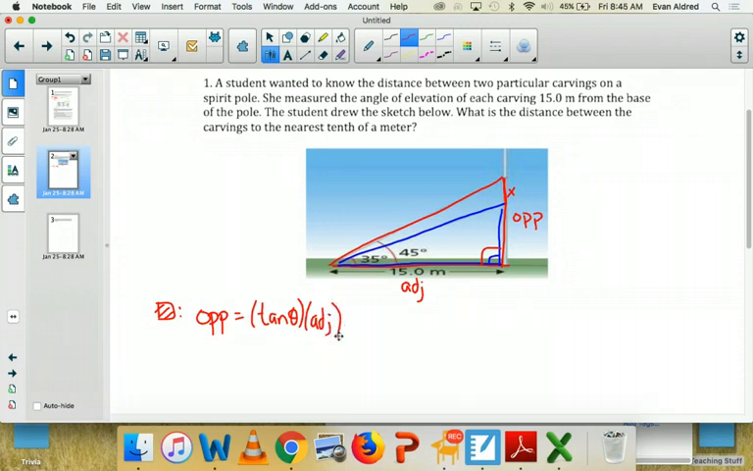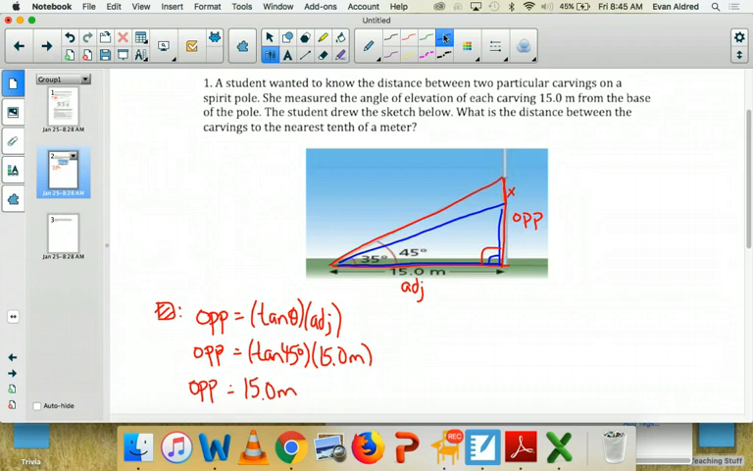multiplied by adjacent. And remember, before you solve any problem, whether it be in Math 10 or any course, if you're using a formula, the first thing you do is you list the formula. So tan of 45 degrees, which we've talked about, it's come up a couple times already. We know that's equal to 1 multiplied by 15 meters. So we're going to have 1 multiplied by 15, and we know then that the vertical leg of our red triangle is equal to 15 meters.